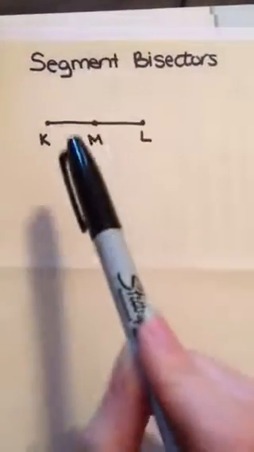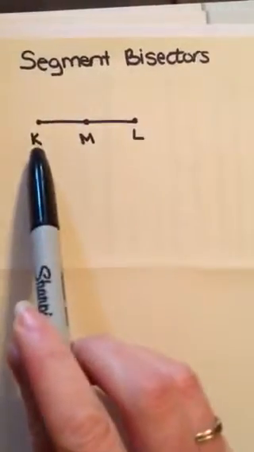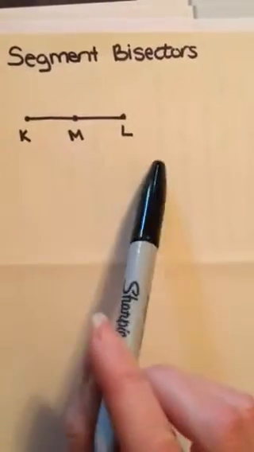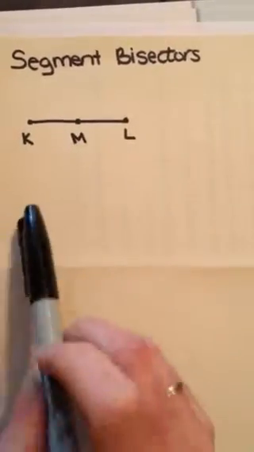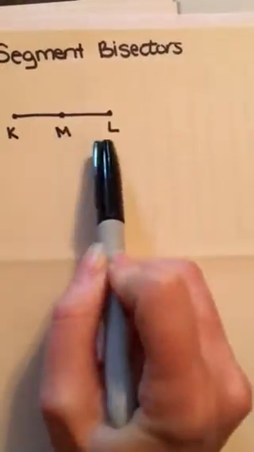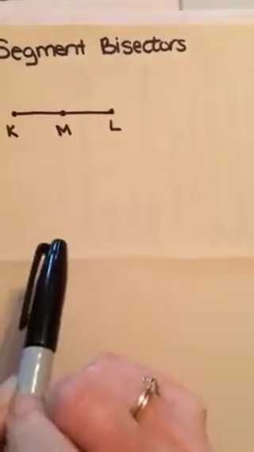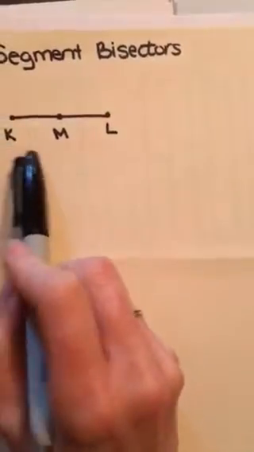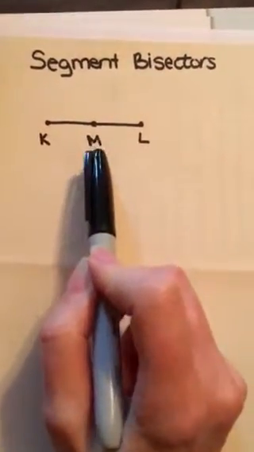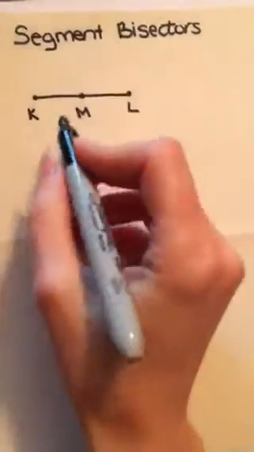As you can see, we have segment KL, and there's a point M that is on segment KL. We can see that M is between K and L because they are all collinear, and KM plus ML equals the whole line segment. If KM is equal to ML, we say that this is the midpoint. It's exactly in the middle of the line segment.